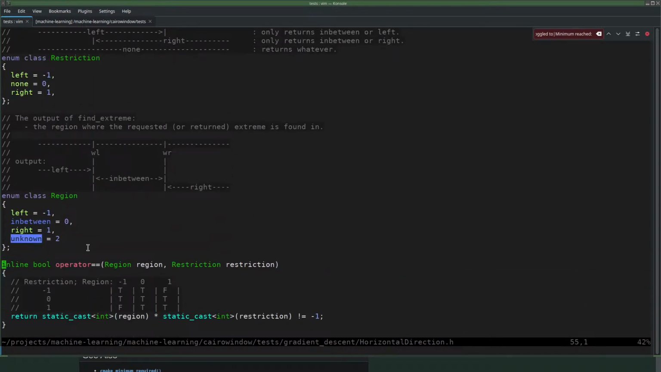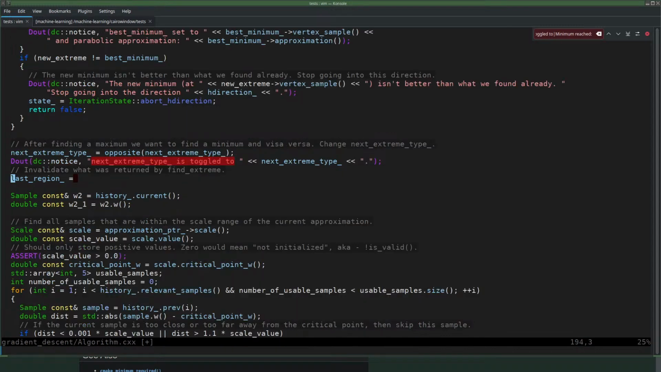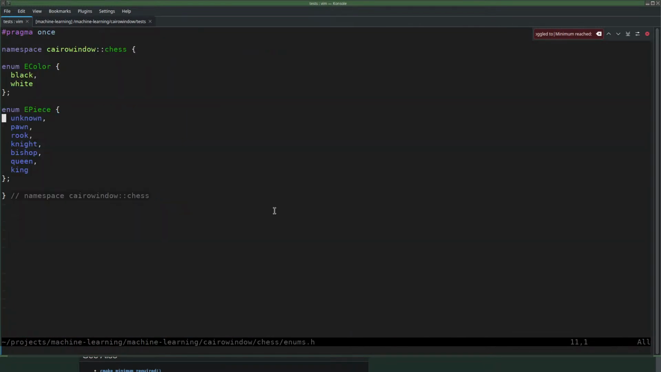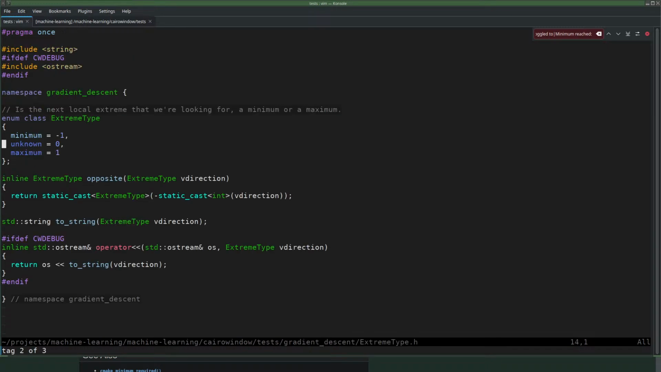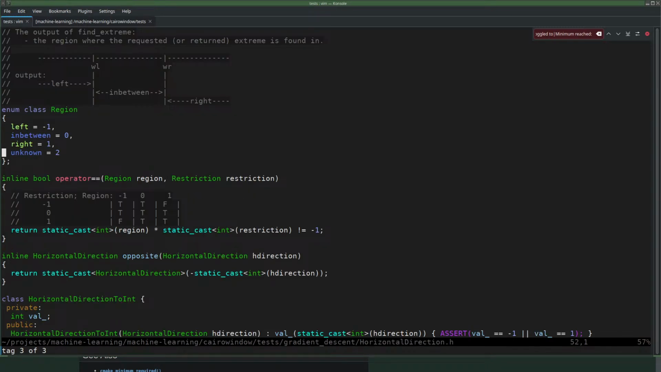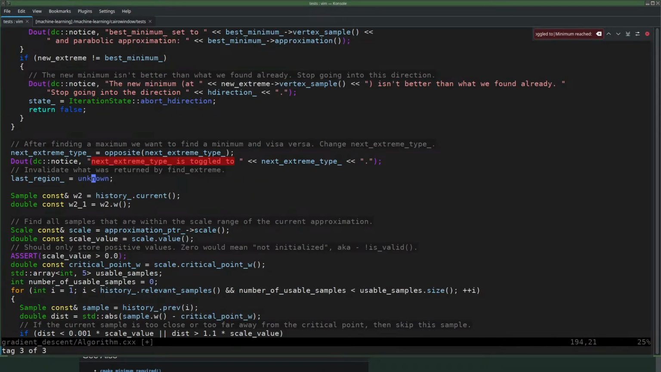I guess I could set it to unknown here. Maybe that will work. Region, of course. Yep. And then hopefully we assert, because then it's going to say, hey, wait a minute, my region is still unknown. Well, I need it. That would be nice.